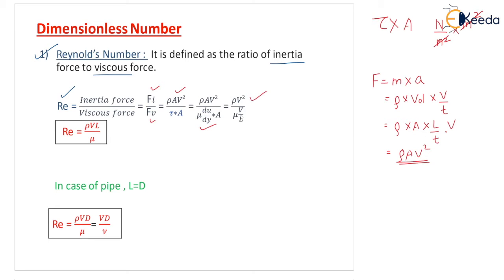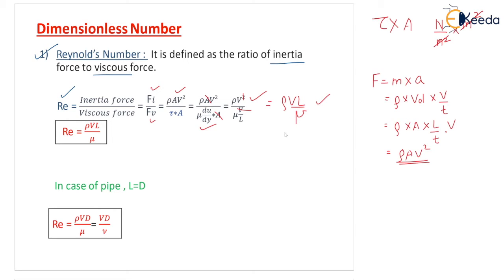Now rho V square we have written in the numerator. Why? Because this A gets cancelled here. So mu is here. Now du can be written as V, and dy is your length, L. So what can we write finally? Re equal to, one V will be cancelled. So V square and V, one is cancelled. In the numerator we have rho V L by mu. That is the formula of Reynolds number.